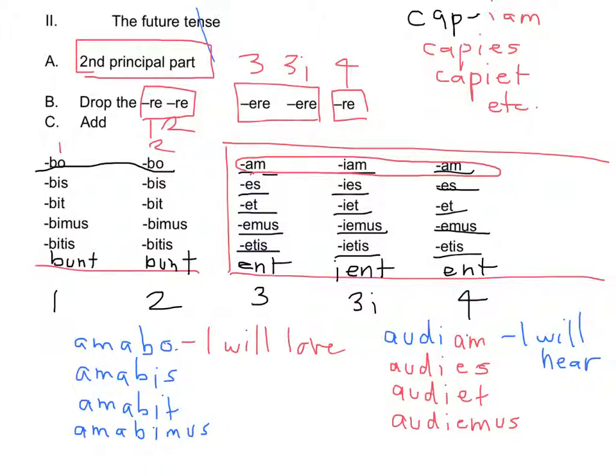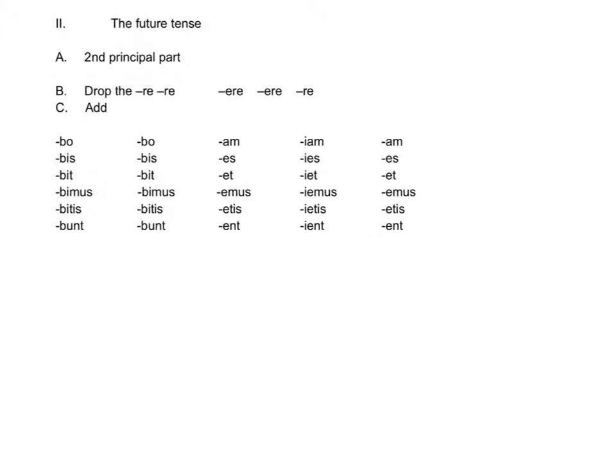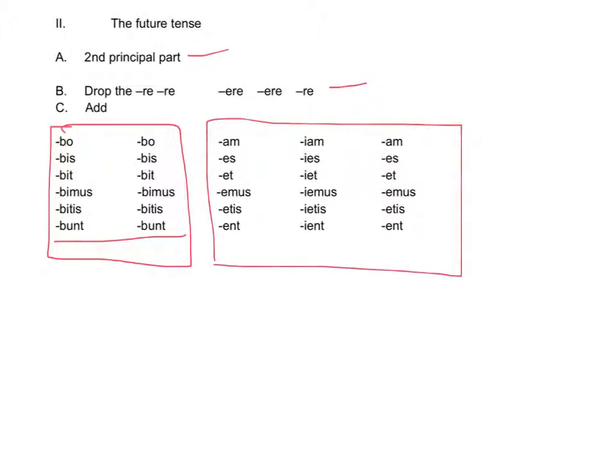Pretty simple steps. Remember that these printed lessons are always published on the Blackboard site too, under a folder called Lessons, so you can look back on these and see the print version of it and study that in addition to what's in the book and what's in these screencasts. Here again is a clean copy of that process. You take the second principal part, you drop the re or ere, and then you add these endings with a B: bo, bis, bit, bimus, bitis, bunt, for the first and second conjugation, and then these slightly different endings for the third, third I, and fourth conjugations.